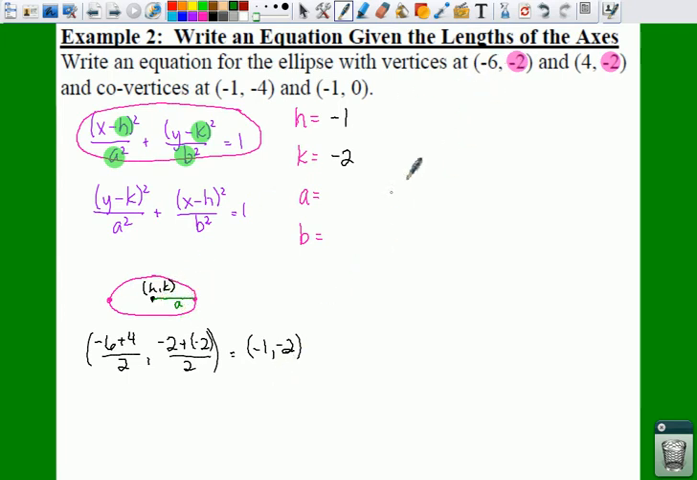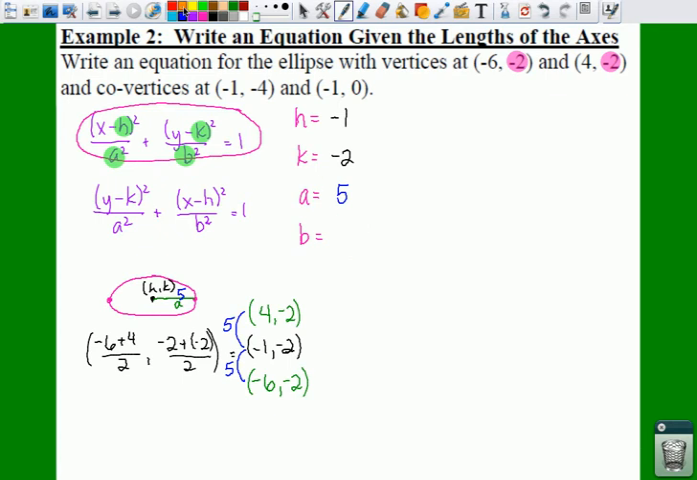but I think it's easier if you have (-1, -2) and you have maybe this vertex or maybe this vertex. Well, what is the distance that you're going either from -1 to -6 or from 4 to -1? The actual distance that you travel is just 5. So that means this distance is 5, which is your a value.